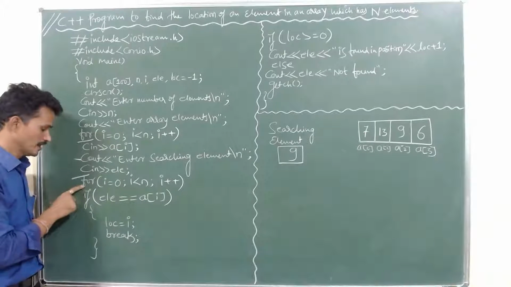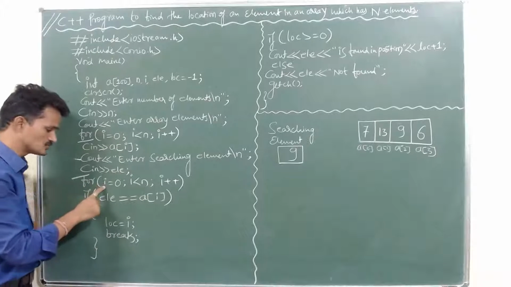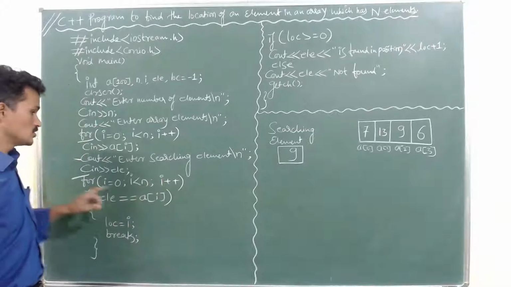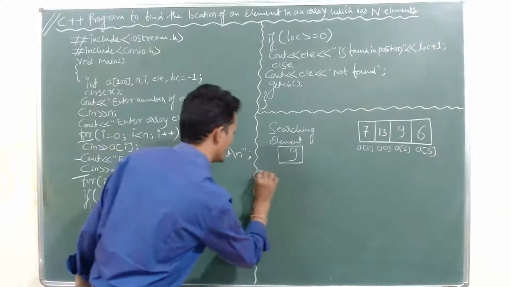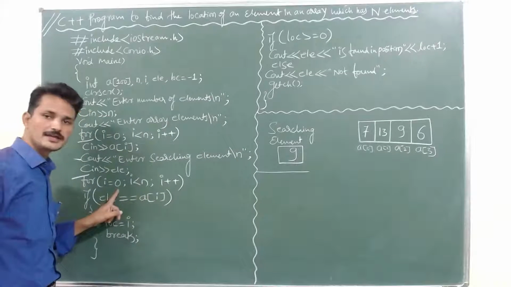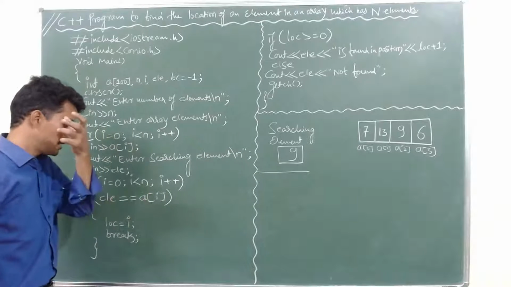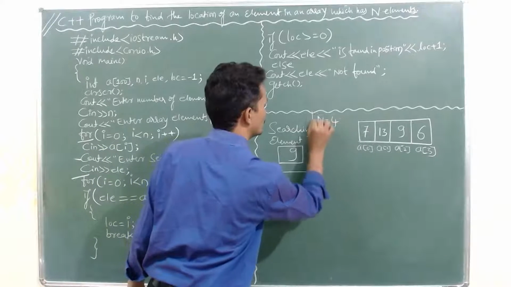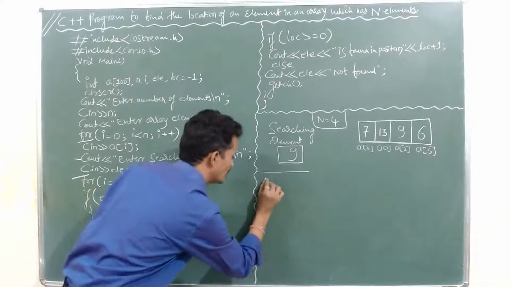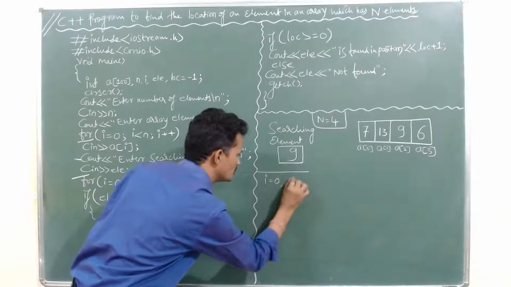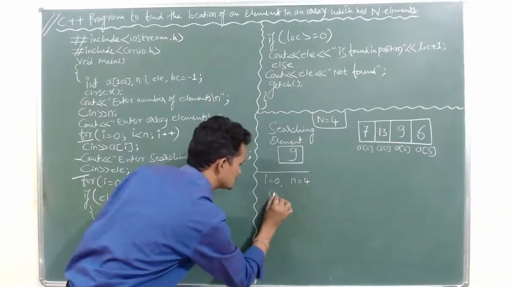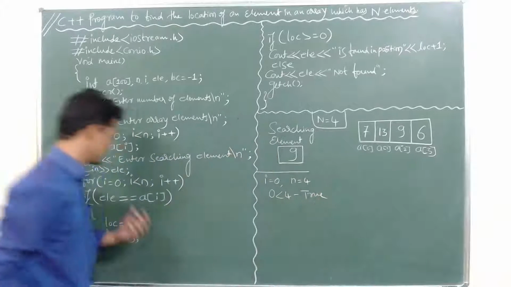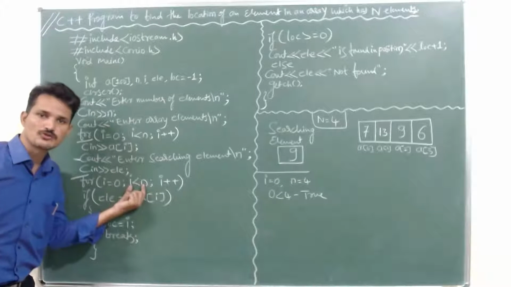Have a look here. For I is equal to 0, I is less than n, I plus plus. So what is the value of I? I'll write here. What is the value of I? 0. And what is the value of n? N is 4. Okay, n is equal to 4. So I is equal to 0, n is equal to 4. 0 is less than 4, condition true, right? 0 is less than 4, condition is true, isn't it?